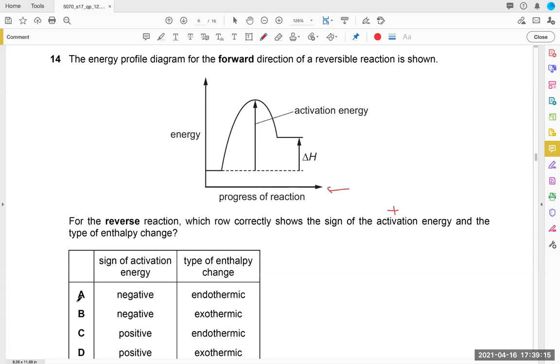Okay, so A and B are cancelled right there. Okay. And the type of enthalpy change. Right now, this is endothermic. So in the reverse option, it will be exothermic. So it will be negative delta H. So it is exothermic in the reverse direction and it is positive. So that's your answer, D.